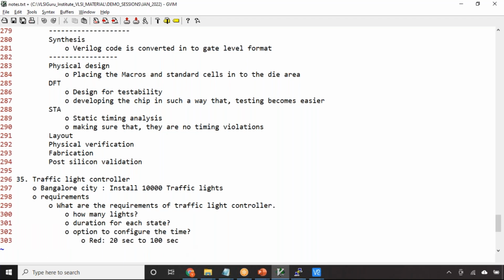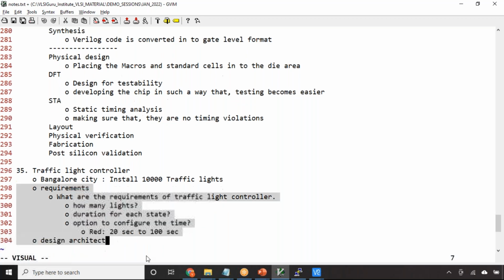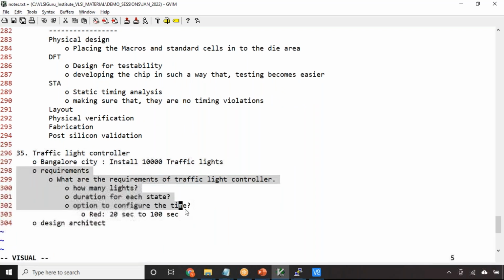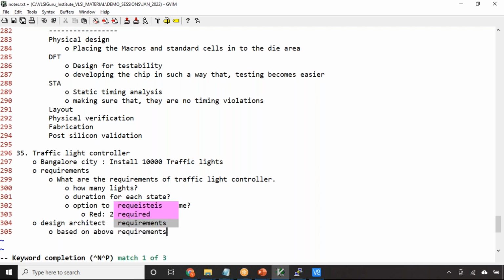With these requirements, they approach a design architect. This is all happening inside a company. Inside the company, they figure out what will be the requirements of the design, and they will go to the design architect. Based on the above requirements, the design architect provides the architecture diagram.